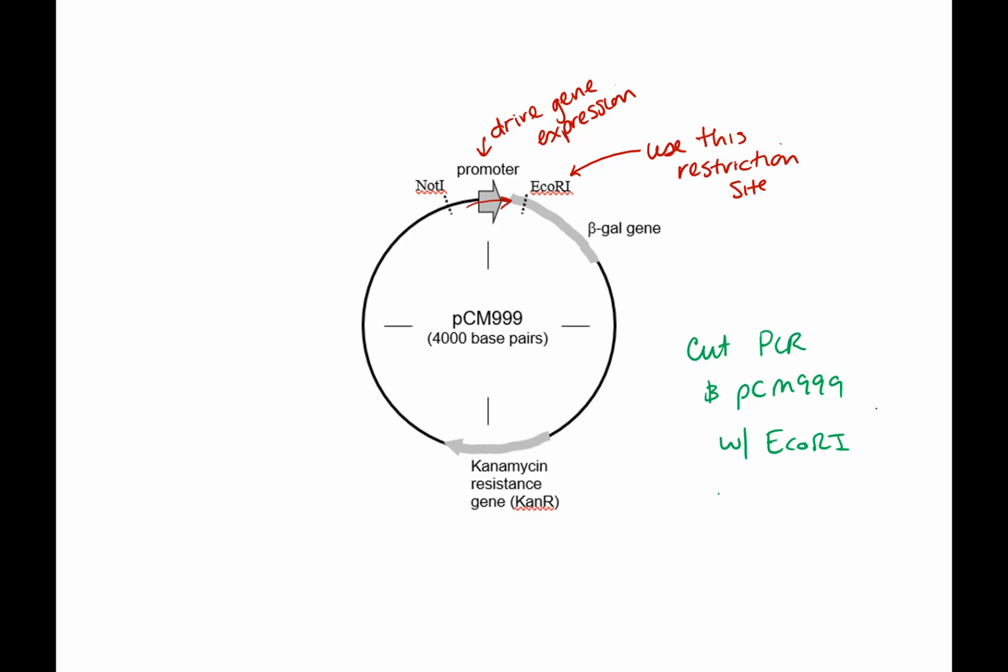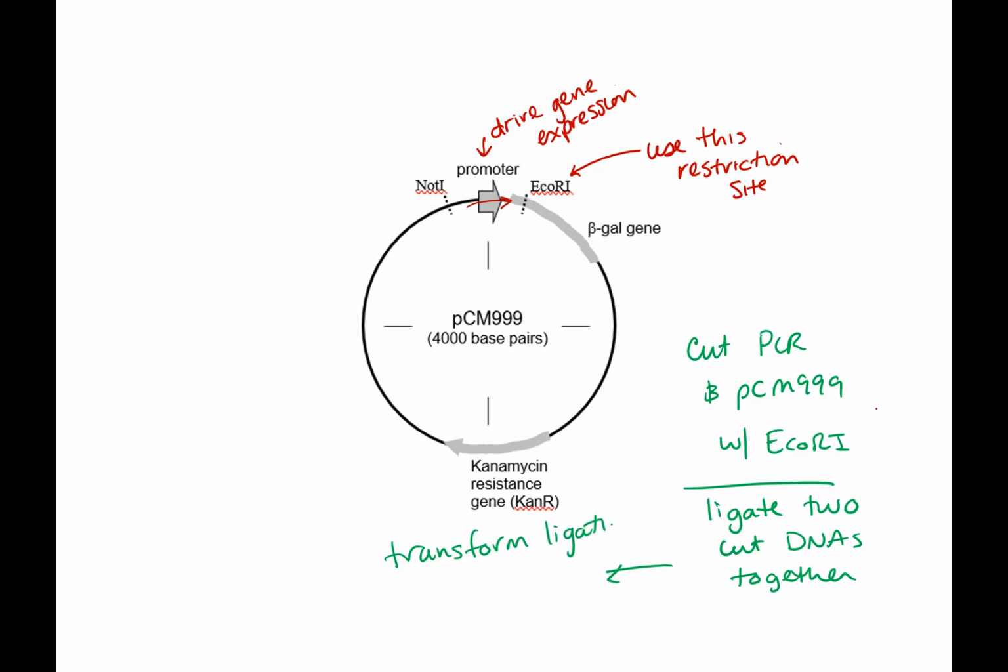Then you're going to ligate the two cut DNAs together. And you're going to transform your ligation into E. coli. And then you will select for kanamycin resistance. Right, that's your antibiotic resistance.